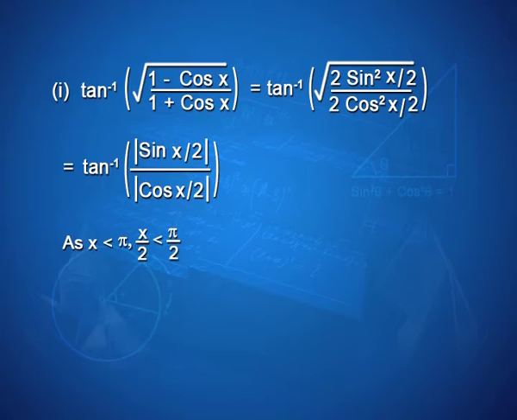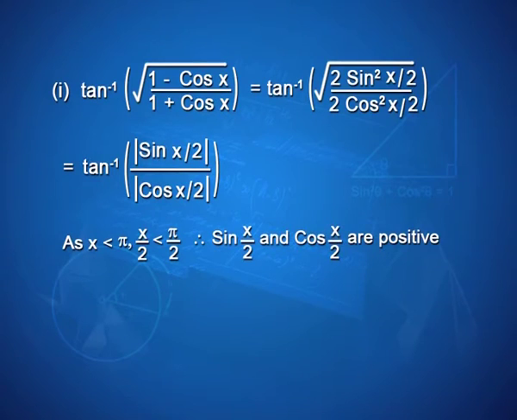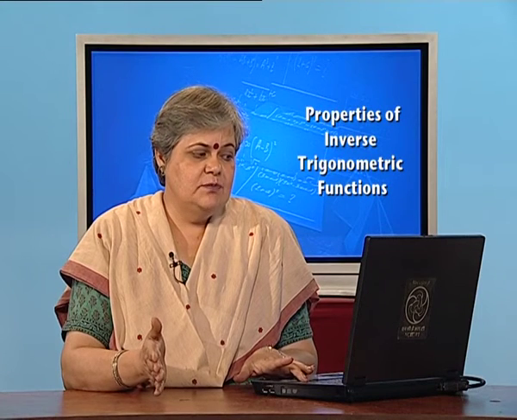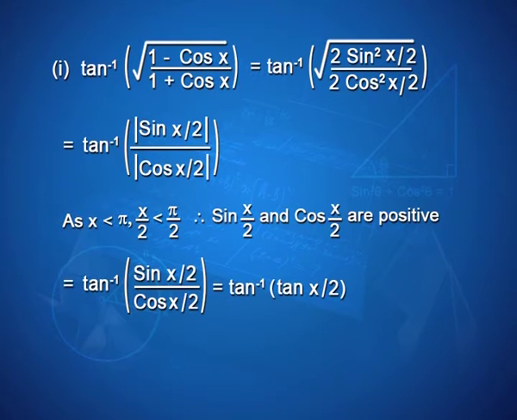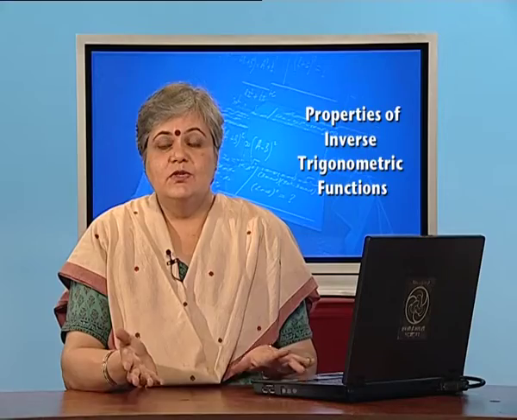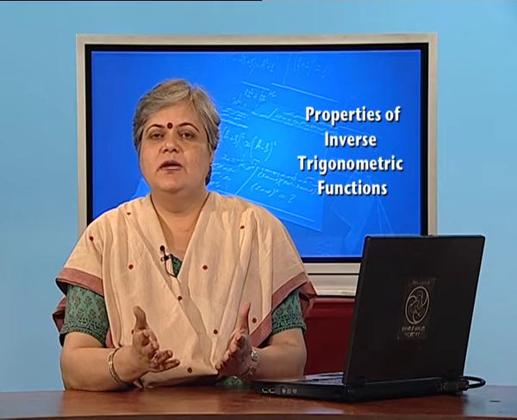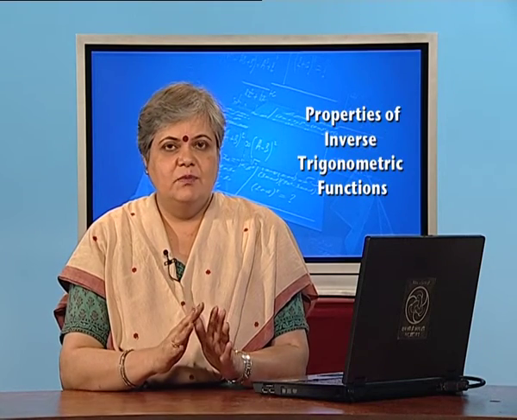So, if x is less than pi, then x by 2 must be less than pi by 2. That is, the angle is in the first quadrant, and therefore, sin x by 2 and cos x by 2 are both positive. And so, we are free to write the expression as tan inverse of sin x by 2 upon cos x by 2, which is nothing but tan of x by 2, and there we go. Tan inverse of tan x by 2 is nothing but same as x by 2. So, starting with a very complex looking expression, it all has become nothing but just a mere x by 2.